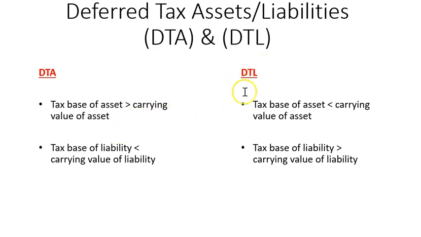Okay, so deferred tax liability, it's just the opposite of the deferred tax asset. So if the tax base of an asset is less than the carrying value of an asset, or the tax base of a liability is larger than the carrying value of a liability.